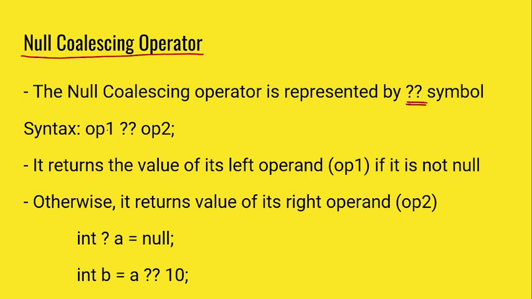So if op1 is null, then it will use the value of the expression which is represented by op2. It will evaluate that, and that value will be used. It's like a replacement for op1. And if op1 is non-null, then it will continue with the value of op1 itself. So see what is written here. It returns the value of its left operand, that is op1, if it is not null. Very clear. If op1 is not null, then it will stay with op1. But if op1 is null, it returns the value of its right operand, that is op2. Clear? Look at the example.